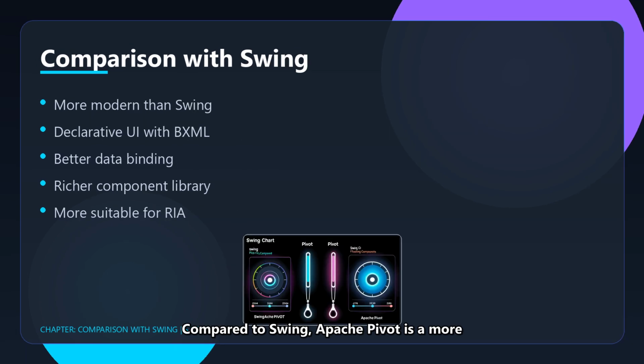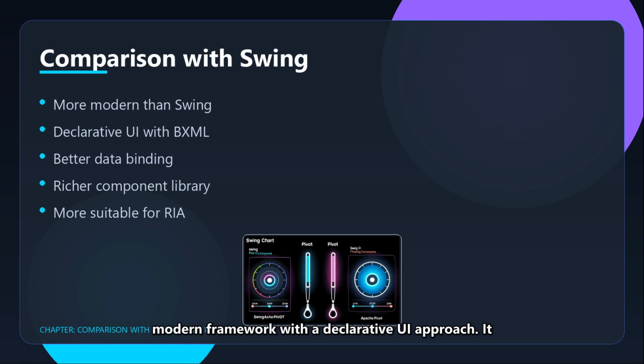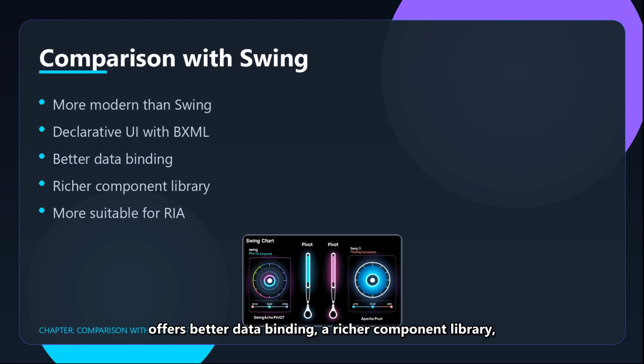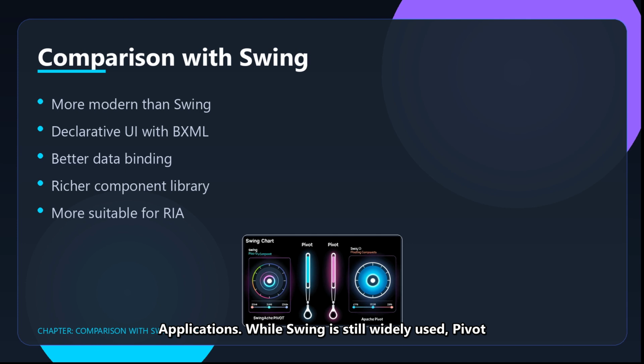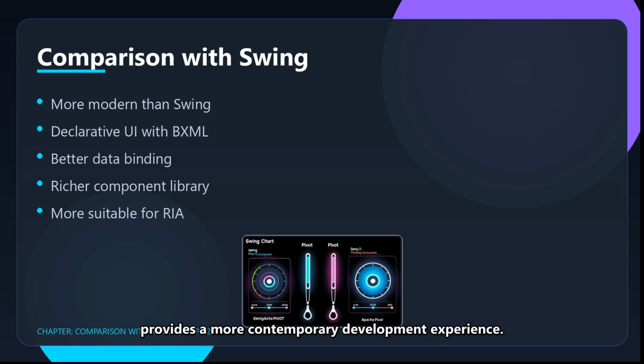Compared to Swing, Apache Pivot is a more modern framework with a declarative UI approach. It offers better data binding, a richer component library, and is more suitable for building rich internet applications. While Swing is still widely used, Pivot provides a more contemporary development experience.